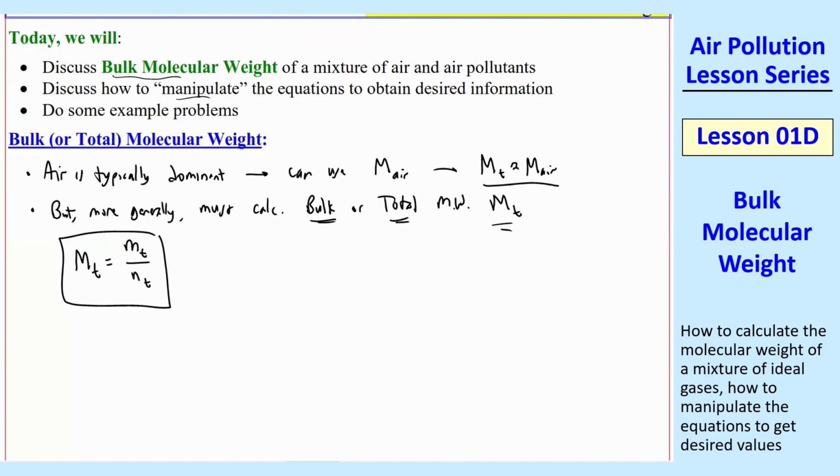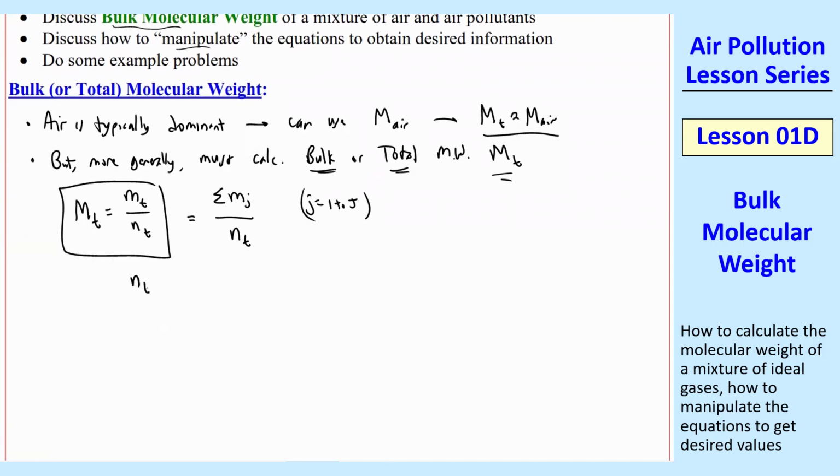And so this is true for any ideal gas, so therefore it's true for a mixture of gases as well as the total. So this is equal to the sum of all the masses of all the species over N_T. And remember, j equals 1 to capital J. That's implied by that summation. And N_T is the total number of moles of all species. We also know that N_T is just a constant, so we can move it inside the summation sign, the sigma. So we get capital M_T is equal to sigma m_j over N_T.